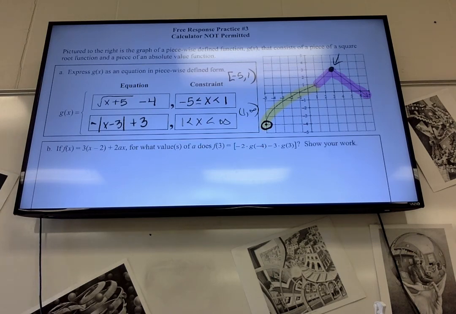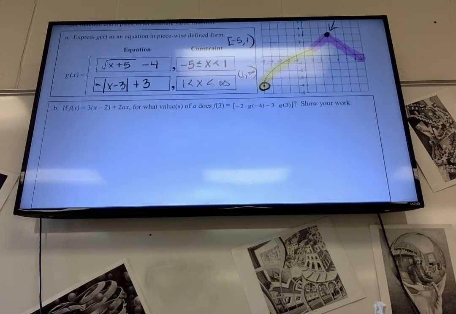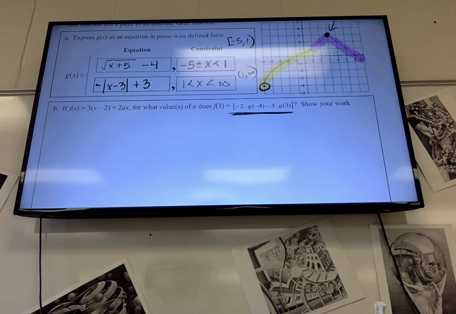Questions? All right, good. So on B, if f of x equals some expression, it wants to know for what values of a does f of 3 equal another expression. Show your work. So we're going to start with this, because this I can figure out exactly what number that is. It's negative 2 times g of negative 4.